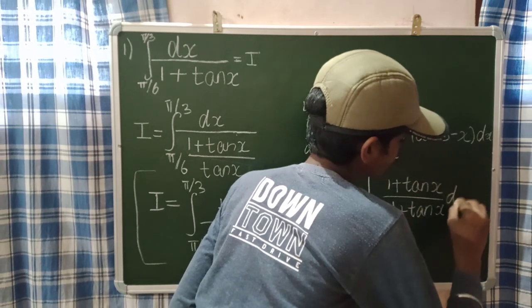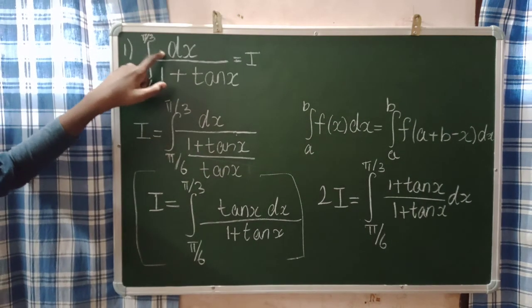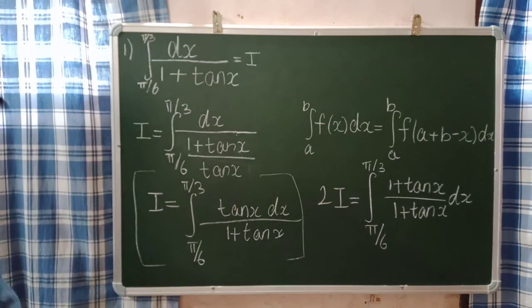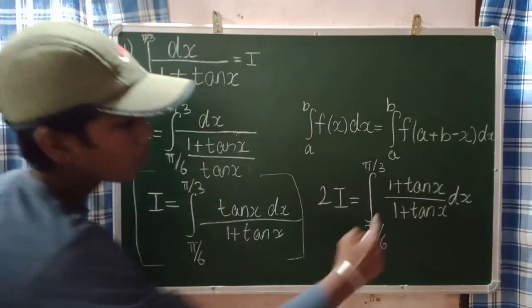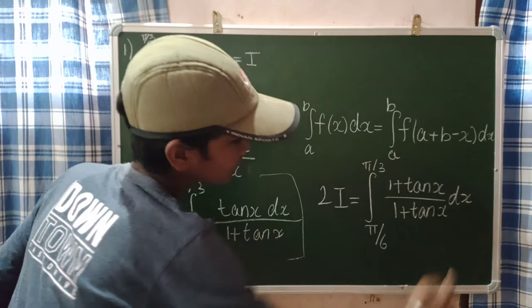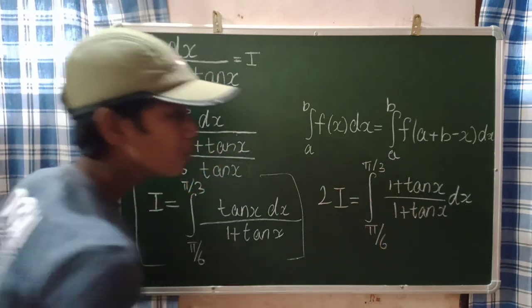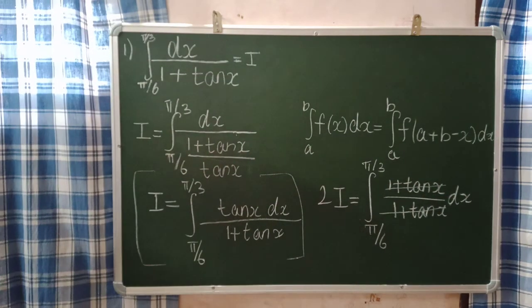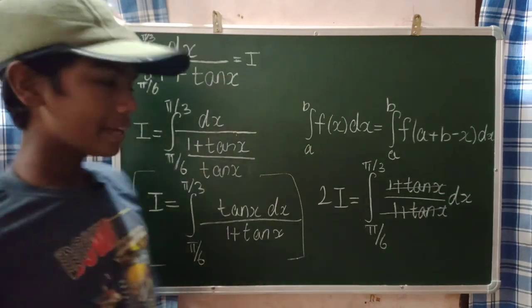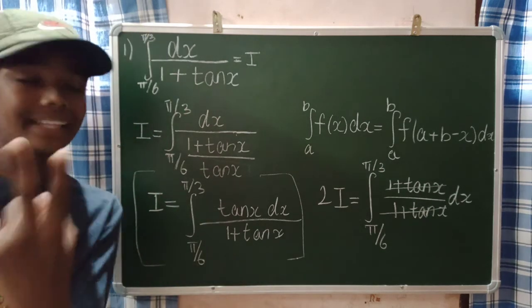Why am I getting 1 plus tan x in the numerator? Because I am adding these two integrals. If I have dx in the numerator of this integral, that means I am having 1 in the numerator. That and all you should know already. So 1 plus tan x over 1 plus tan x of dx, from pi by 6 to pi by 3, this will be 2I. Now, you can cancel out this 1 plus tan x and 1 plus tan x, and it is so easy, right? It becomes such an easy form. That is why I told you to try to add these two integrals.